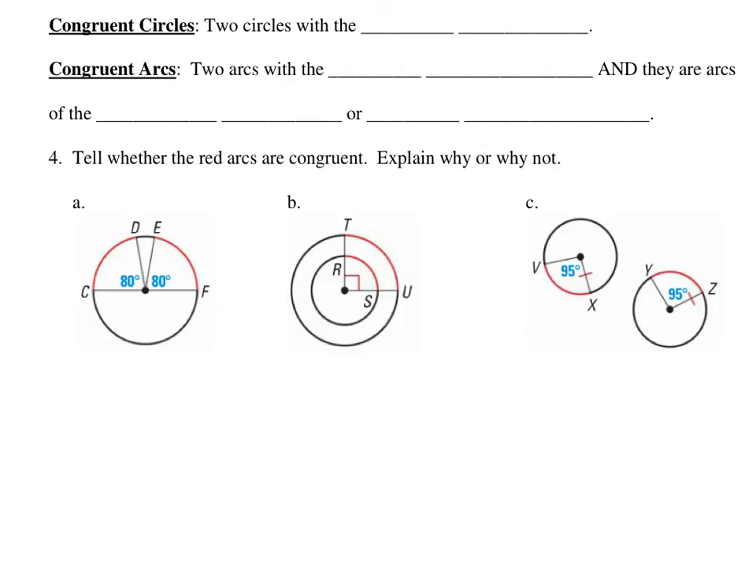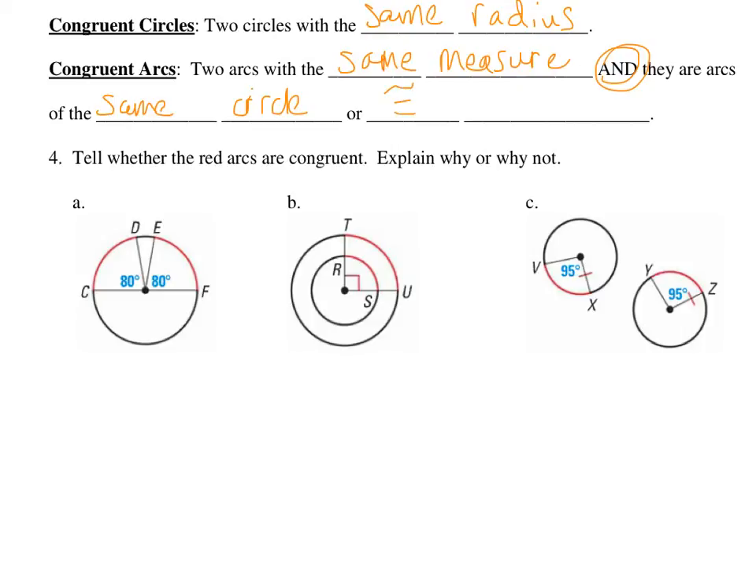So we have 2 more vocab words thrown in here, and we've got congruent circles and congruent arcs. So congruent circles are when 2 circles have the same exact radius. Congruent arcs are when we have 2 arcs with the same measure, and, you have to remember this, they are arcs of the same circle, or they could just be congruent circles.